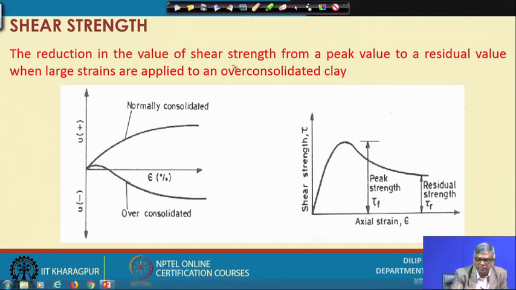And there is the reduction in the value of shear strength from a peak value to a residual value when large strains are applied to over consolidated clay, as we have shown there. It will reach a peak, and after reaching the peak, if you apply a large strain, it will fall and reach a value that is called residual strength.